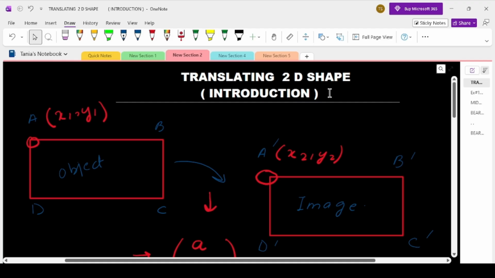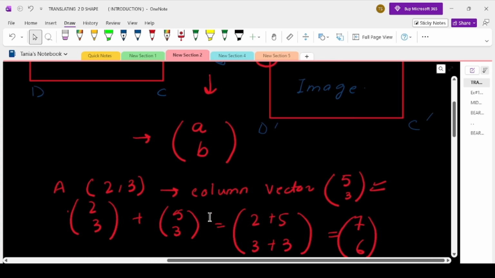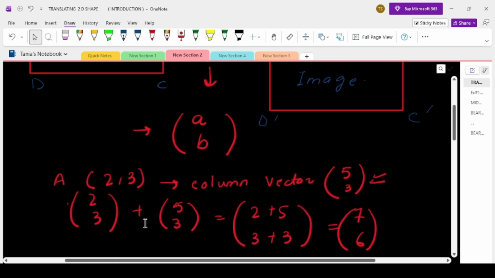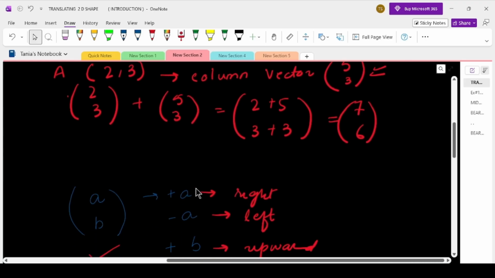So we have discussed a few points here: whenever we are translating any shape, the original shape is called the object, and the shape that has been translated is the image. The translation is due to the column vector. The column vector means the position that decides where the original point will be after the translation, and this is the calculation from the original point to the translated point.